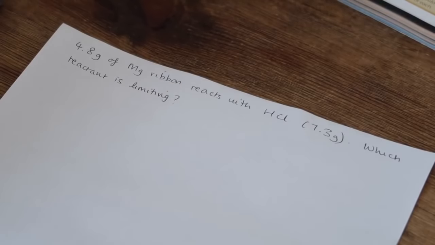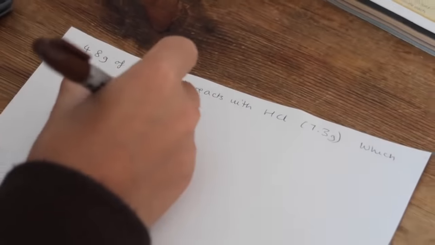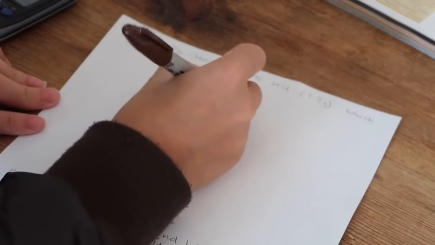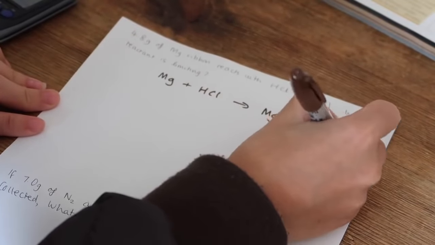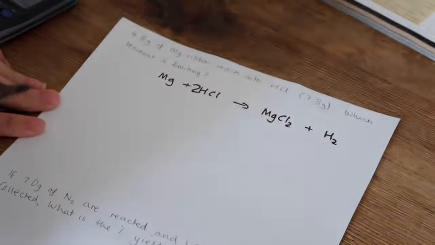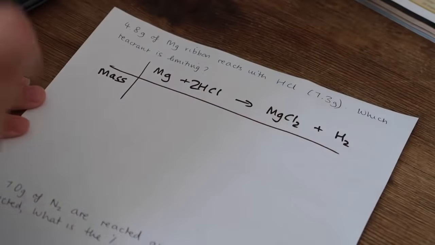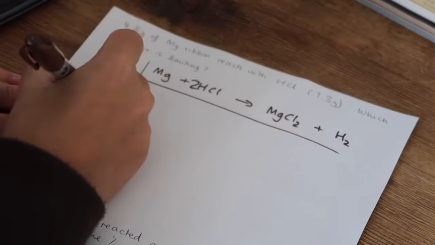Now we're looking at working out the limiting reactant. So we've got 4.8 grams of magnesium reacting with hydrochloric acid, which is 7.3 grams. Which reactant is limiting? So we'll need our equation, which is magnesium plus hydrochloric acid, and that will make a salt, which is magnesium chloride plus hydrogen. Balance it.